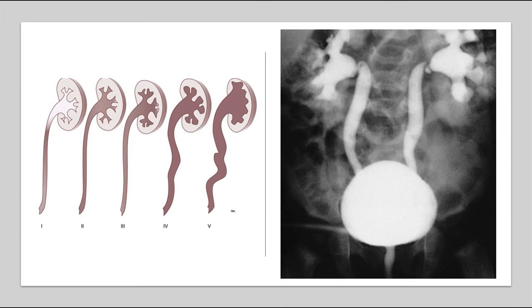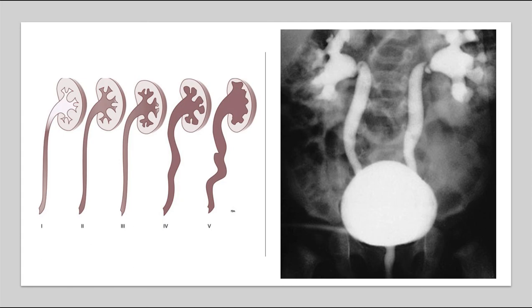Chronic reflux-associated pyelonephritis is the most common cause of chronic pyelonephritis. It results from superimposition of a urinary tract infection on congenital vesicoureteral reflux and intrarenal reflux. On the left picture, you see different grades and degrees of reflux nephropathy.